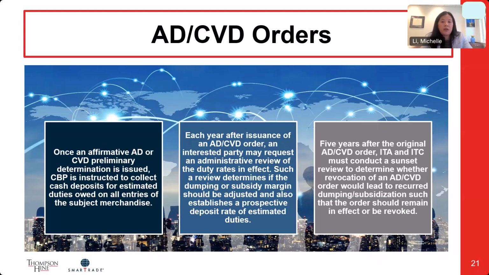Such a review would determine if the dumping or subsidy margin should be adjusted, and also would set a prospective cash deposit rate for the imports coming in. And once the order is issued, every 5 years Commerce and ITC will come in to do a sunset review to determine whether the order should stay or be revoked, depending on whether revocation would lead to recurrence of dumping or subsidization. Next slide, please.